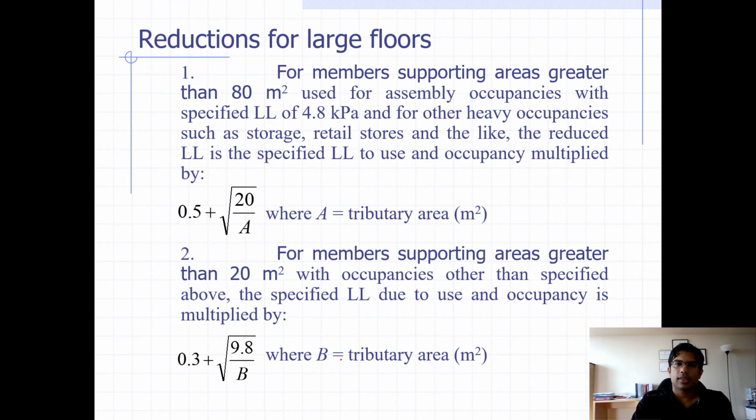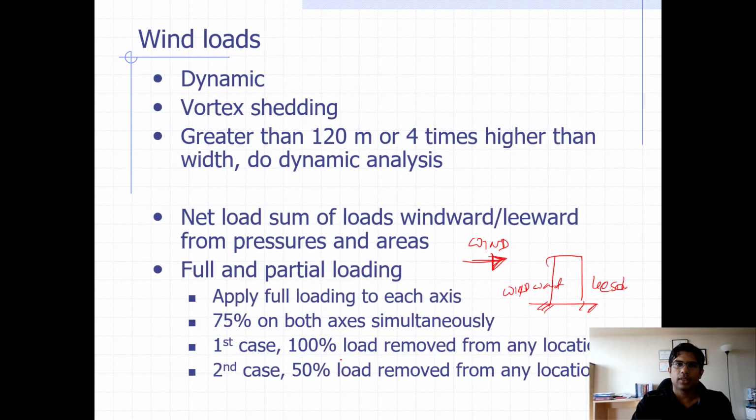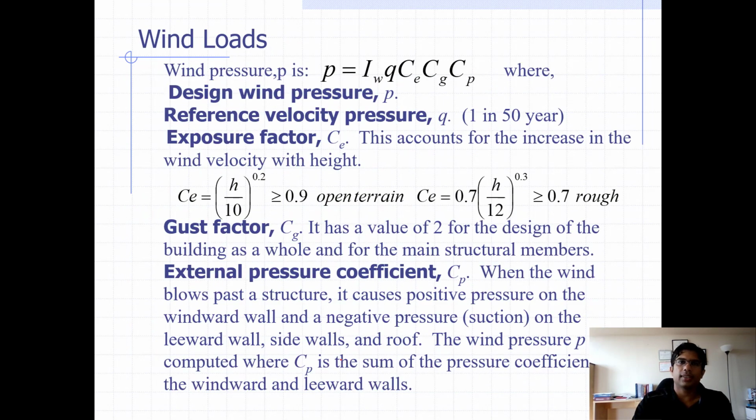I'm looking for the wind equation. See, yeah, this is the wind equation. Pressure equals IW Q CE CG CP. This is the wind equation, and then we need to calculate all three parameters CE, CG, and CP. IW is the importance factor, and Q is the value given in the NBCC code, and we need to calculate the CE value, CG value, and CP value to calculate the actual wind pressure.